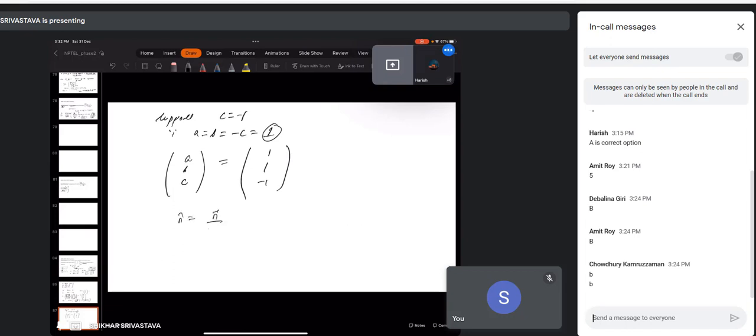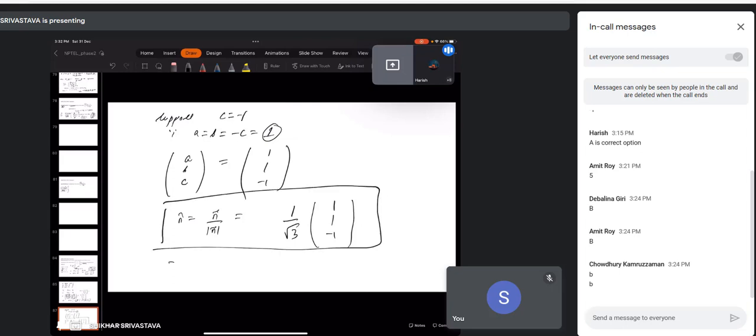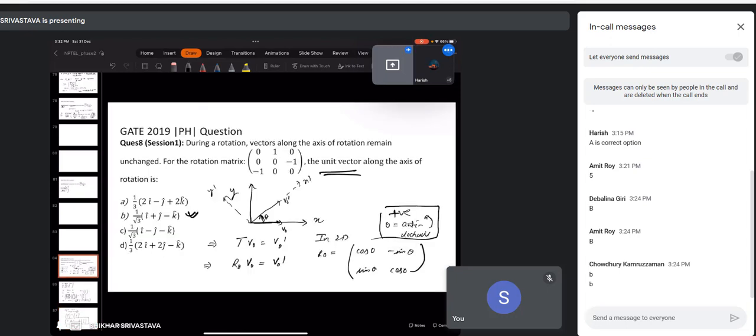Unit vector is nothing but the vector divided by its magnitude. So 1, 1, minus 1, and its magnitude will be the square root of the sum of squares of each element. So 1 plus 1 plus 1 and root, so it will become 1 by root 3. Okay, so this is the unit vector which lies along the axis of rotation, or you can write this in vector notation as i plus j minus k. So option B is the correct option for this question.